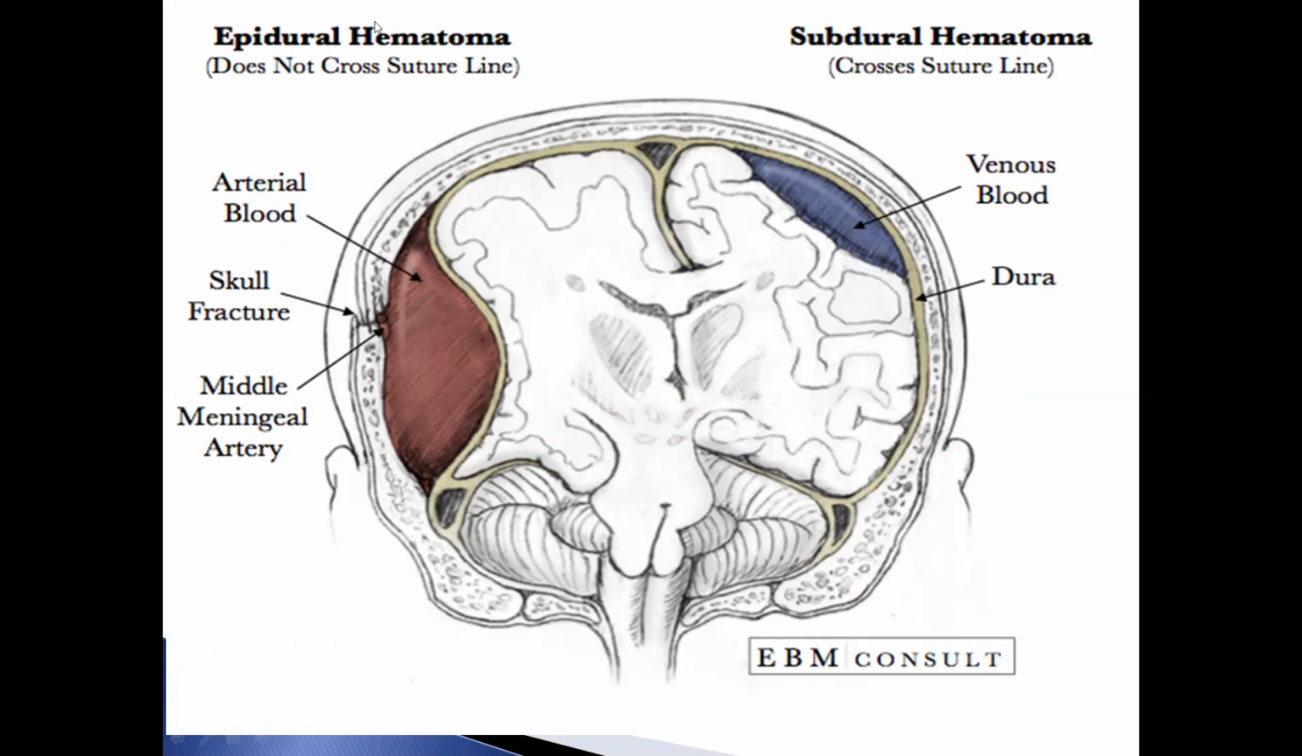A few facts about epidural hematoma: epidural hematoma does not cross suture lines. However, subdural hematoma crosses suture lines. Epidural hematoma mostly has arterial blood. However, subdural hematoma has venous blood. The reason we usually get epidural hematoma is due to a tear in the middle meningeal artery. The reason we get subdural hematoma is usually due to a tear of the bridging veins.